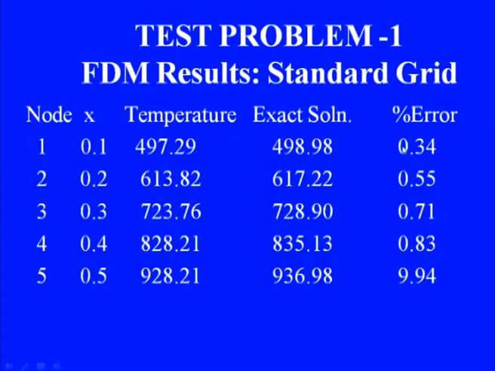Now, you can observe one thing, that error increases from node 1 to node 5, and the reason is, close to node 0, which is close to x equal to 0.1, we had temperature specified. So, at this end errors are less, but at the right end where we had approximated our flux by a first order backward difference scheme, we get fairly large value of error.